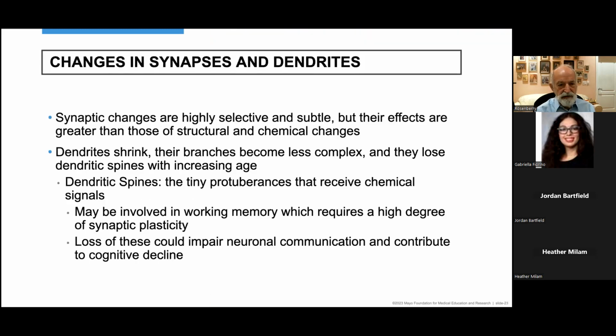Neuronal changes. We get changes in synapses and dendrites. Synaptic changes are highly selective and subtle, but their effects are greater than those of structural and chemical changes. Dendrites shrink, their branches become less complex, and they lose dendritic spines with increasing age. Dendritic spines are tiny protuberances that receive chemical signals, generally from the axon, and may be involved in working memory, and loss of these could impair neuronal communication and contribute to cognitive decline.